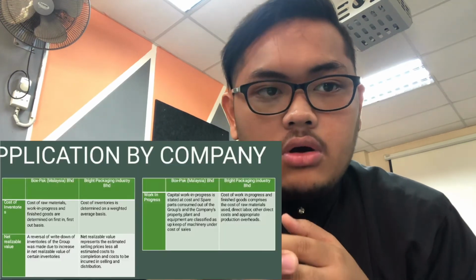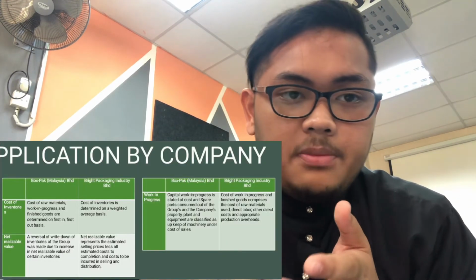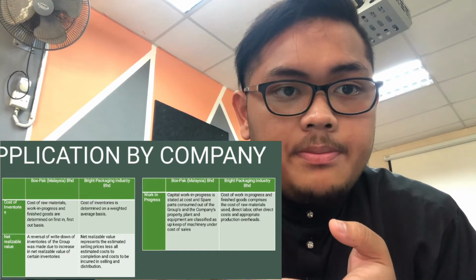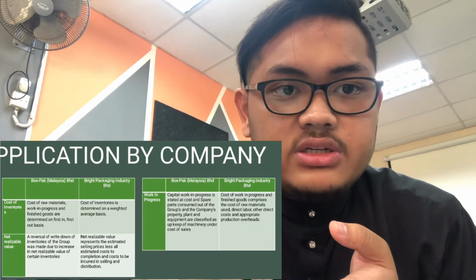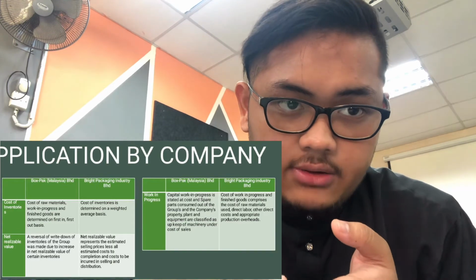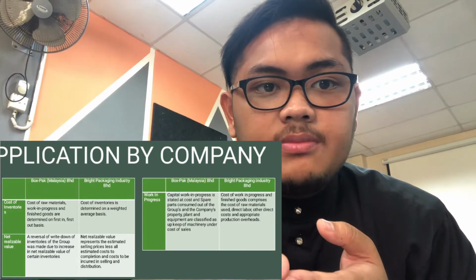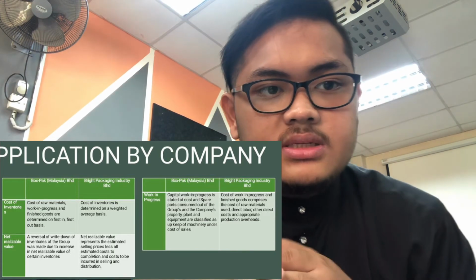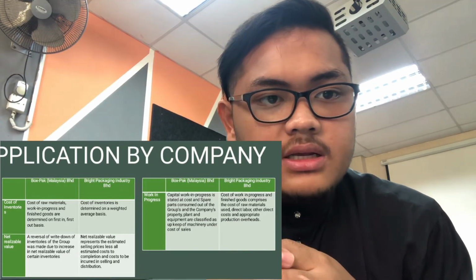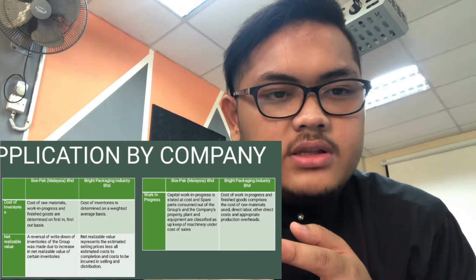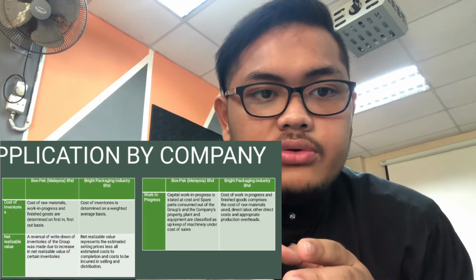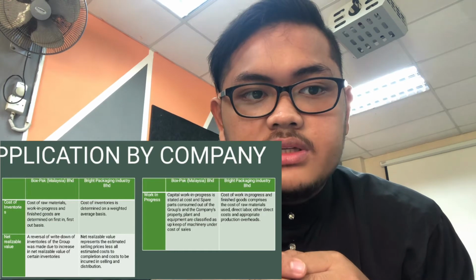For the application by company, the companies we chose are Boxpark Malaysia Berhad and Bread Packaging Industry Berhad. For the cost of inventories, for Boxpark Malaysia, the cost of raw materials, work in progress and finished goods are determined on a first in, first out basis. While for Bread Packaging Industry, the cost of inventories is determined on a weighted average basis. For net realizable value, for Boxpark, a reversal of write-down of inventories of the group was made due to an increase in net realizable value of certain inventories.